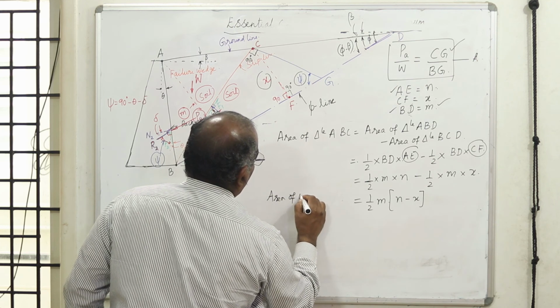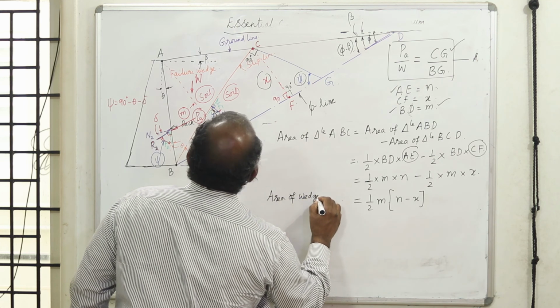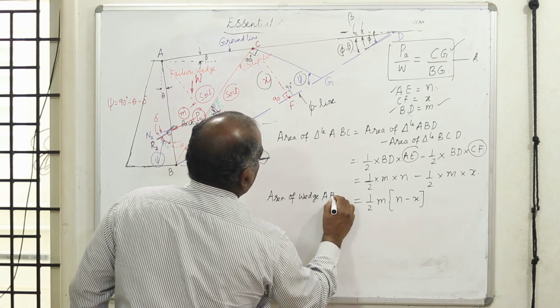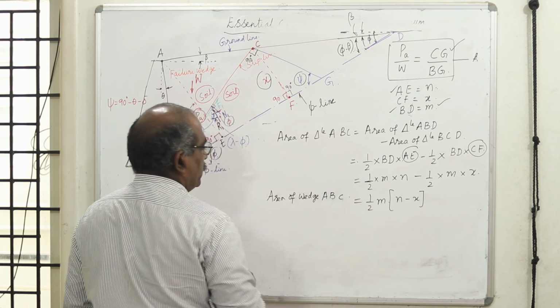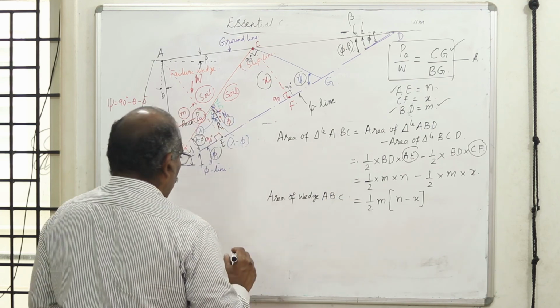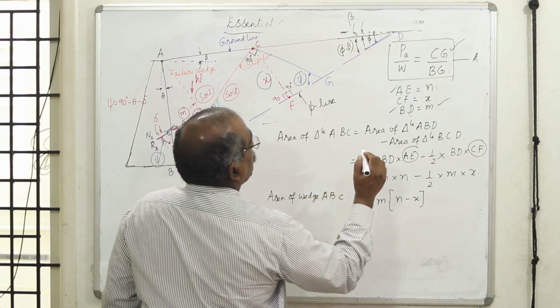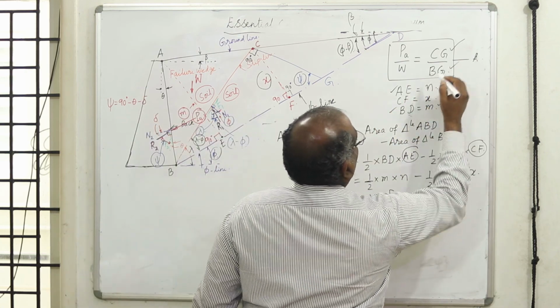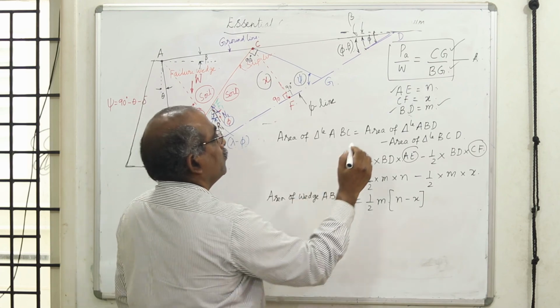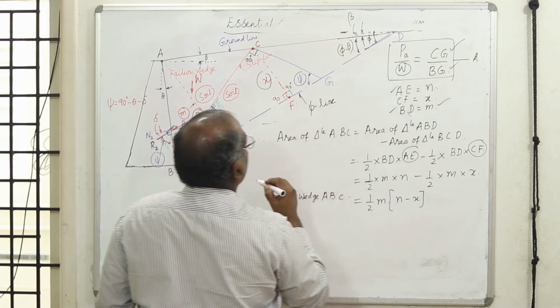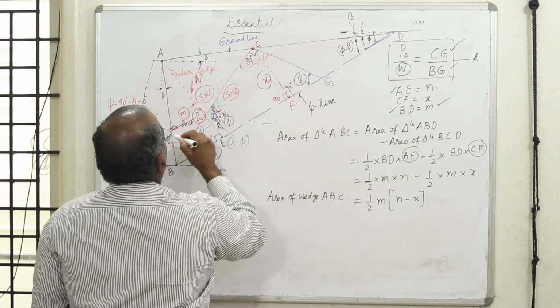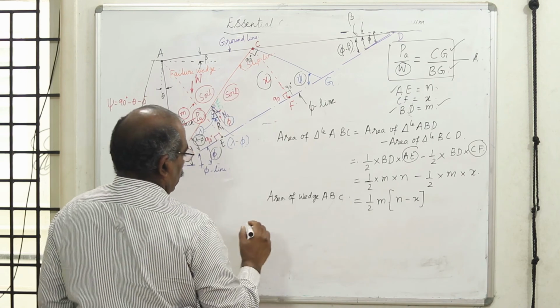Area of wedge ABC. Okay, I got the area of the wedge. Now, in this expression, I have found out CG, I have found out BG. Now I need to find out what is W. To find out the weight W, because that's the weight W, which is another force in equilibrium.